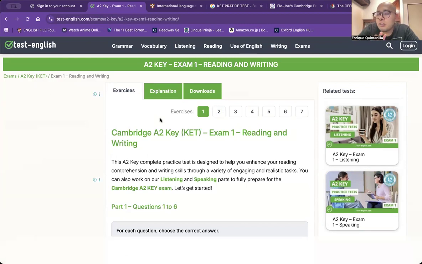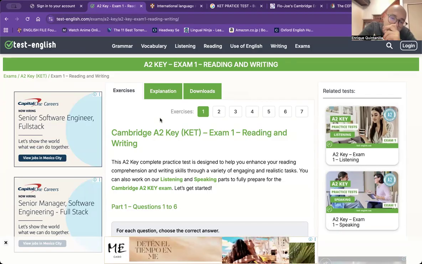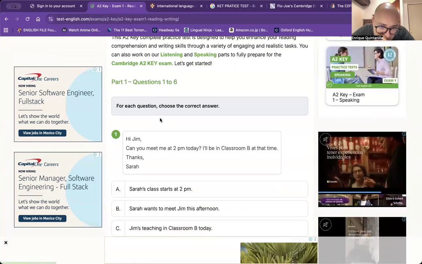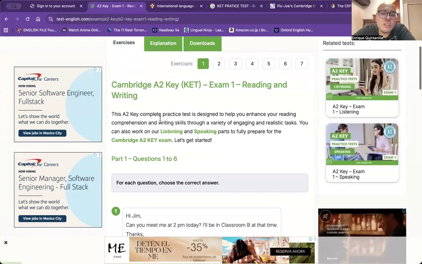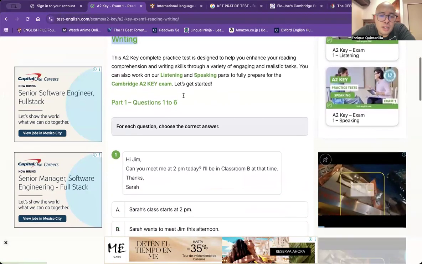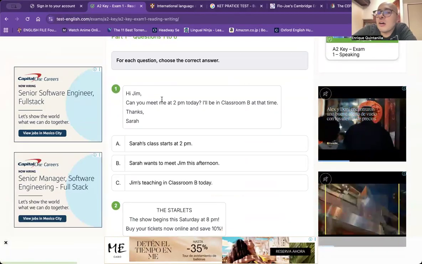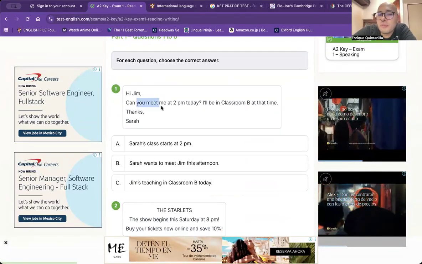These are different readings, so it's not always about true or false. It has a wide range of activities and different exercises. For example, the first one here, reading and writing. The first part is about ads or short texts.